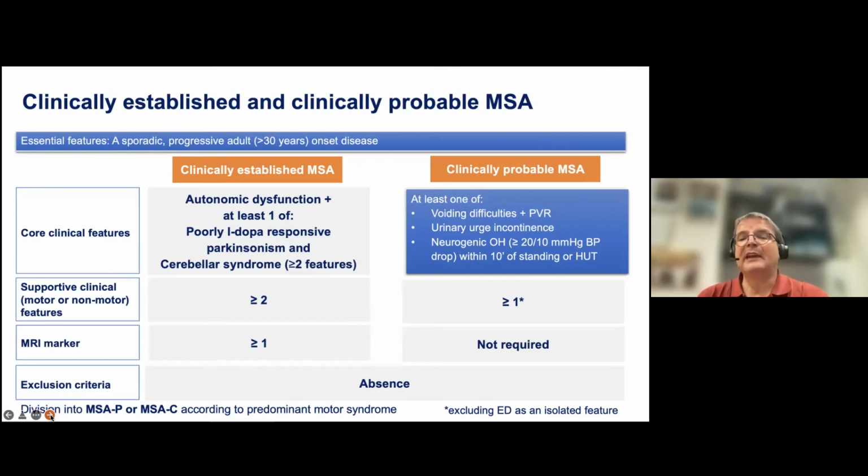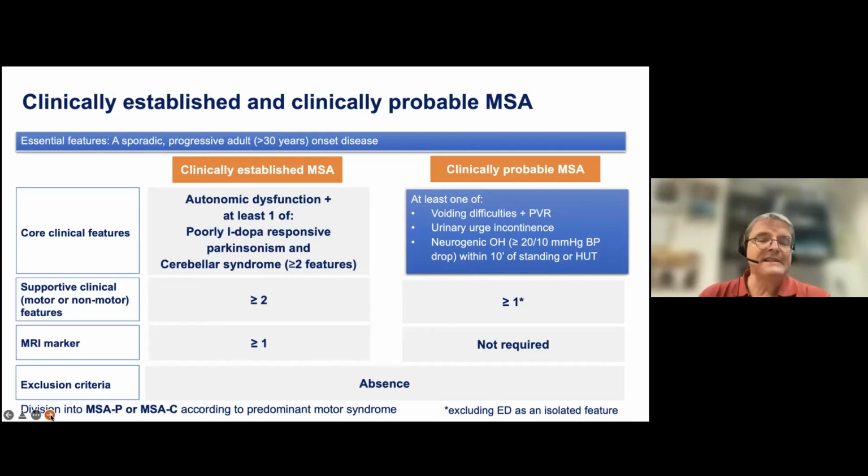These patients here need to have at least 1 red flag, either motor or non-motor. MRI markers are also of some importance, particularly in clinically established MSA. There needs to be at least 1 alteration on MRI that is typical for MSA, and I'm going to show that later on, whereas for probable MSA, MRI is not required. Then there is a list of exclusion criteria that need to be absent, and I'm going to show them to you later.